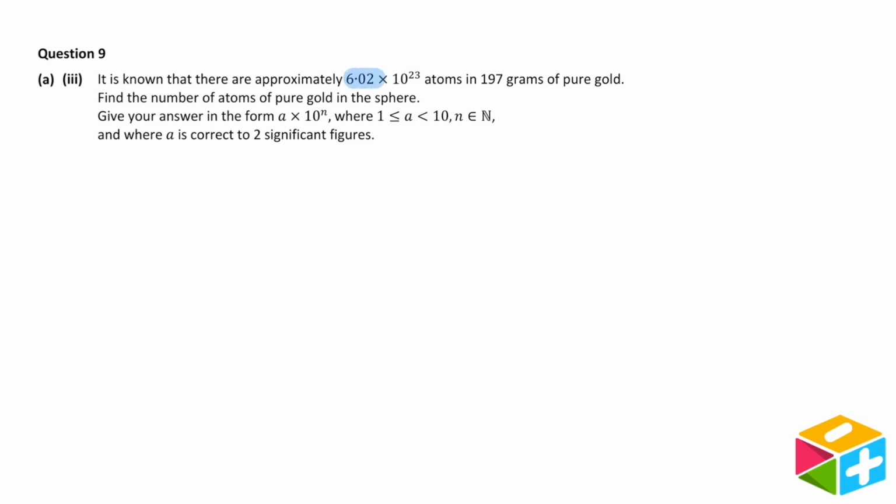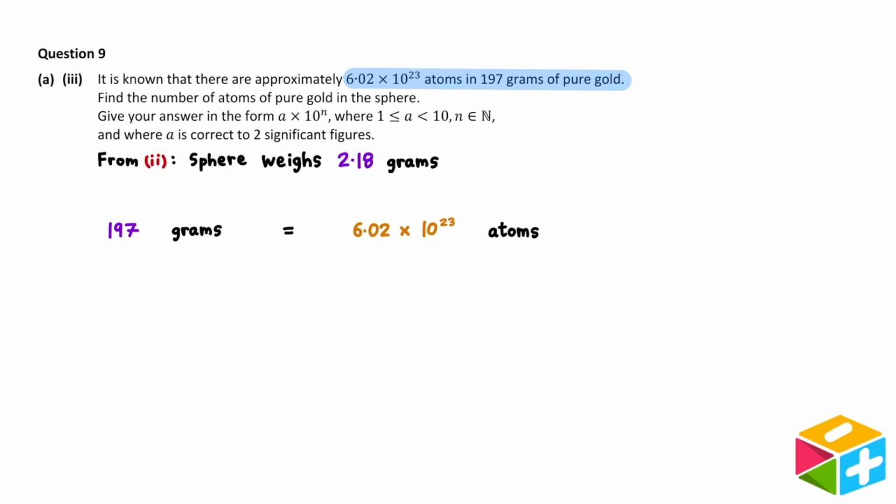We are told that there is approximately 6.02 times 10 to the power of 23 atoms in 197 grams of gold. We can formulate this in an equation as follows. 197 grams is equal to 6.02 times 10 to the power of 23 atoms. In the previous part of the question, we figured out that our sphere contains 2.18 grams of gold. So the question here is how many atoms does this correspond to?